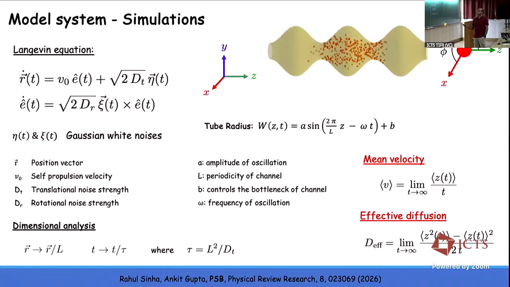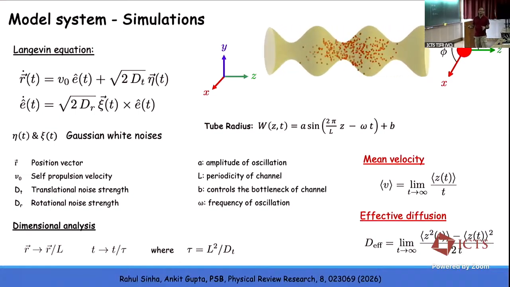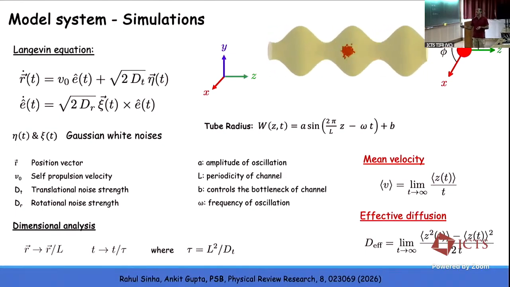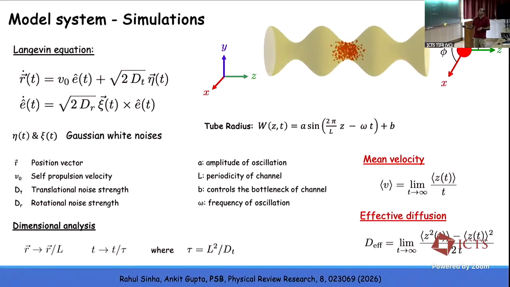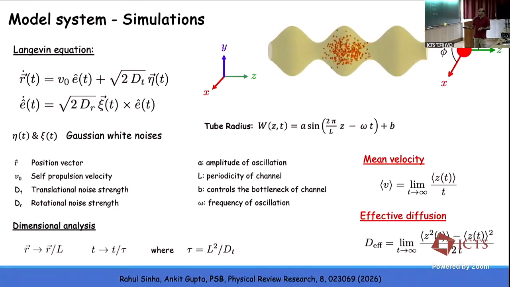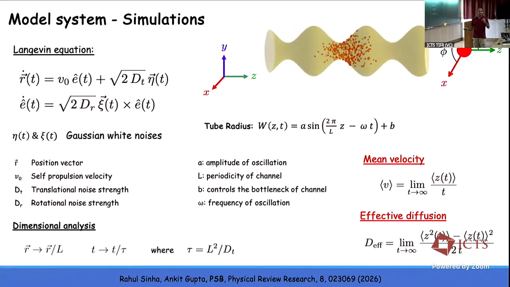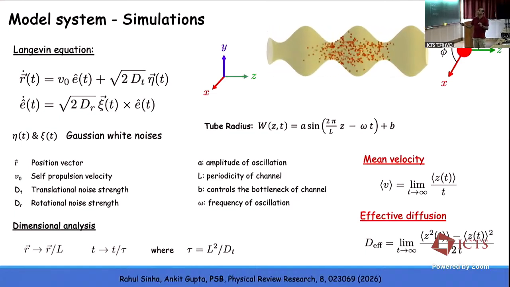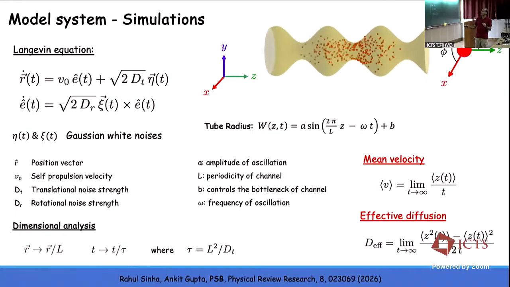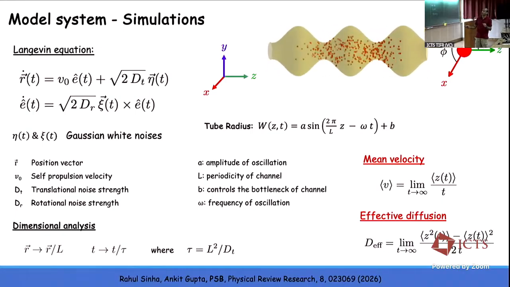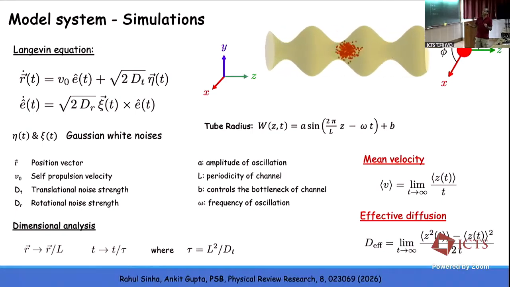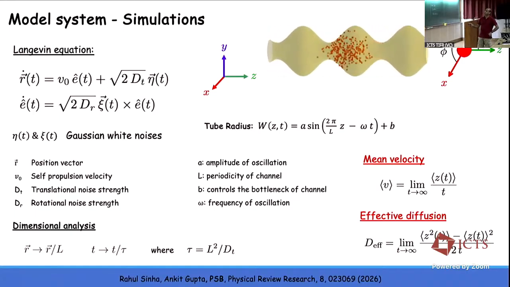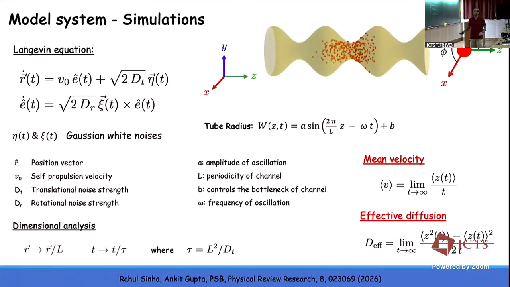The tube can be modeled by a simple sinusoidal function, something like A sin(2 pi by L z minus omega t) plus B, where omega is the frequency of this oscillation and L is the periodicity of the tube. A and B control the area of the tube, meaning the maximum area and the area at the bottleneck. The condition here is that B should be greater than A, otherwise we don't get any opening. In the other case, when A equals B, the bottleneck width closes. That means you get a single cell.